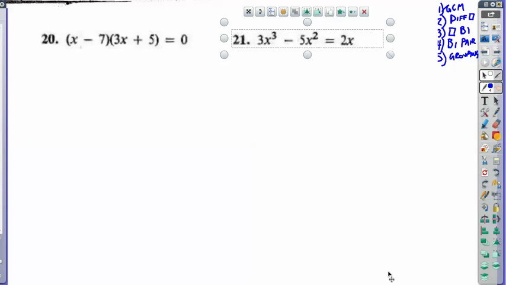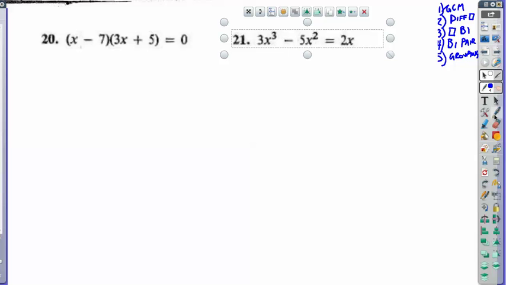Taking a look at our last section on the first page, the solving, we are being asked to solve two quadratic expressions. And I know that they're quadratic because in the first one, we have a factored form expression. If I were to multiply those two binomials together, I would get an x squared, because x times 3x is 3x squared.